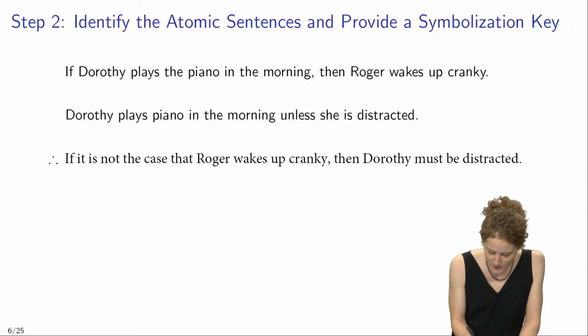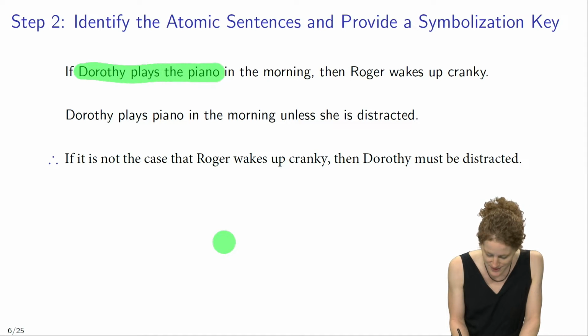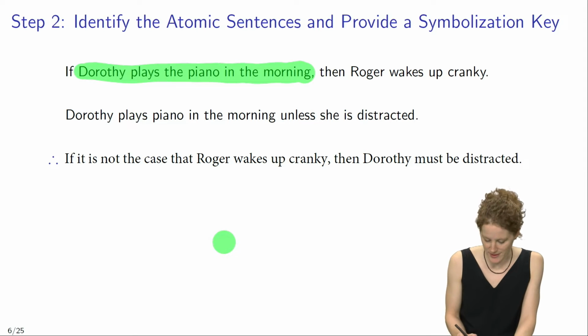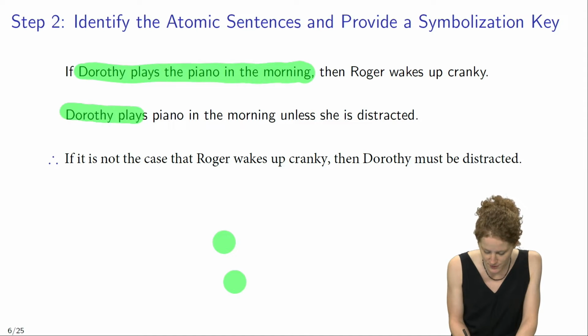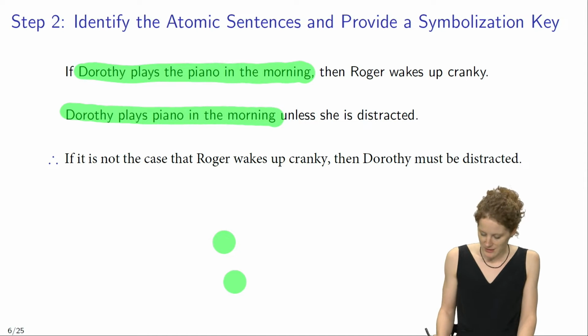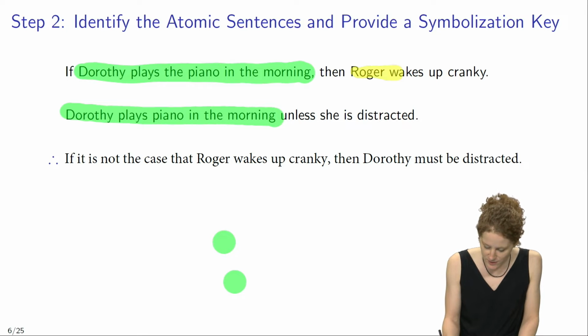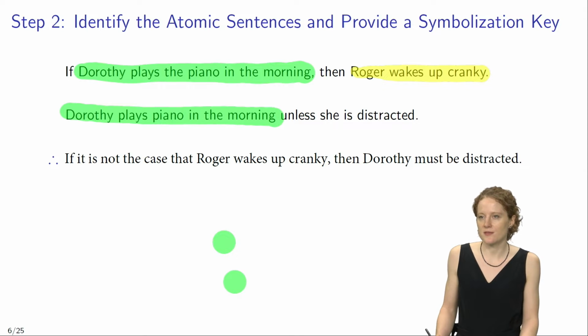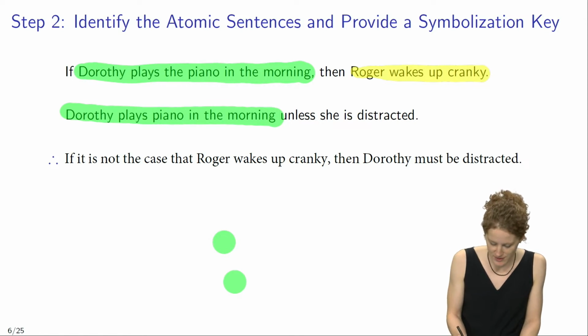First, I see that we got the sentence, Dorothy plays the piano in the morning, which looks like an atomic sentence. And I see that this sentence appears twice, so I'm going to mark it in green on both occasions. That is one atomic sentence. Dorothy plays the piano in the morning. Now, the second atomic sentence that I'm noticing here is Roger wakes up cranky. And this sentence also appears twice. It appears in the first line, and then it appears in our conclusion. Roger wakes up cranky.